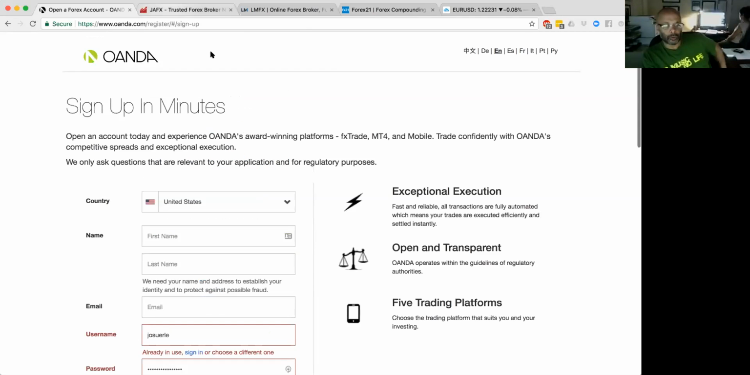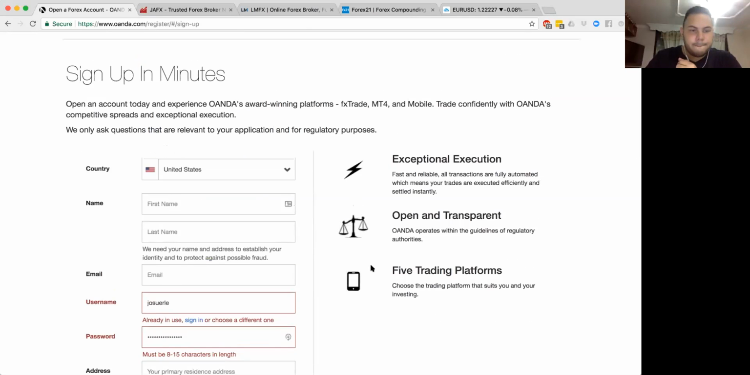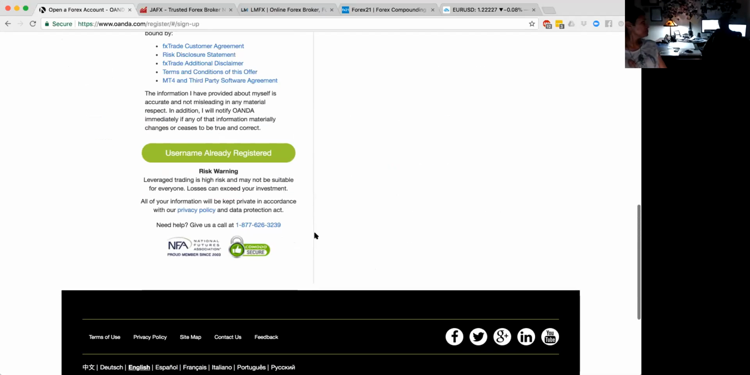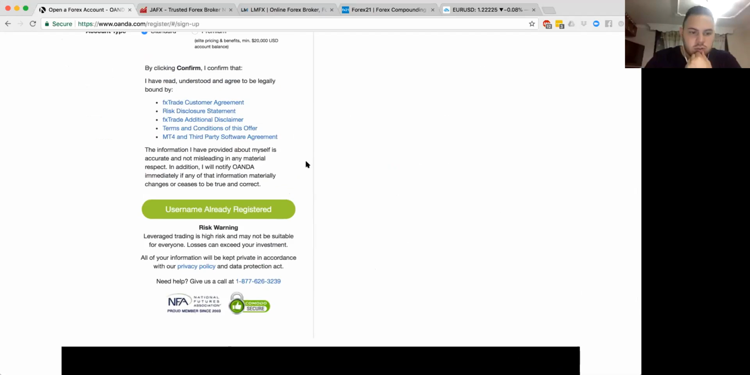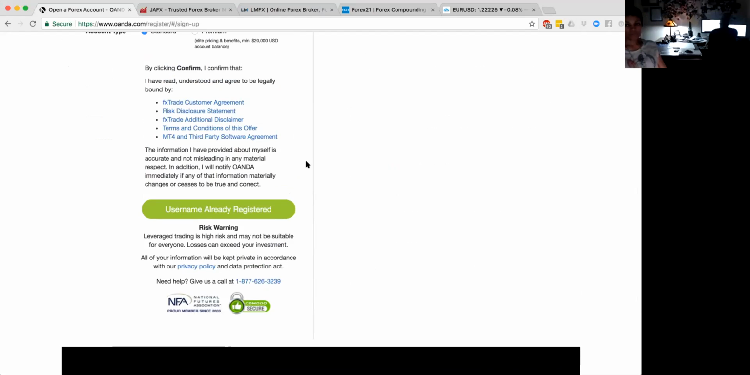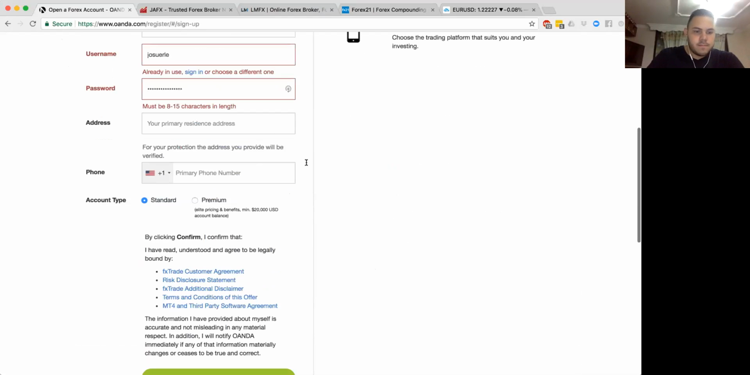Can you repeat that? What's the leverage? For Oanda, it's only like 1 to 50. That's the downside. So you will not be able to open a lot of trades at the same time. Okay.